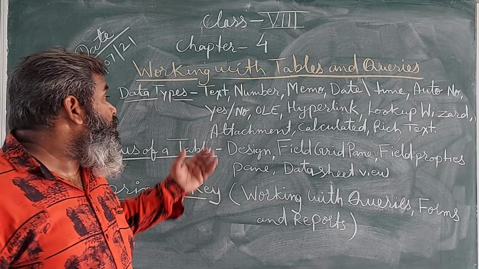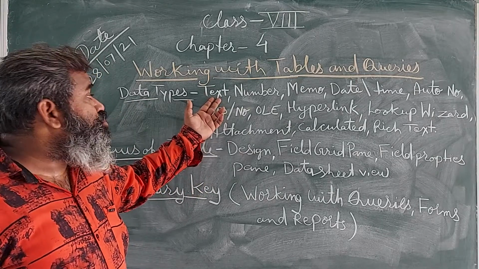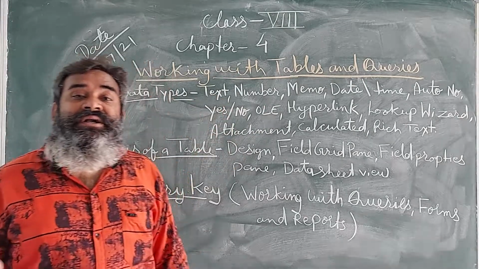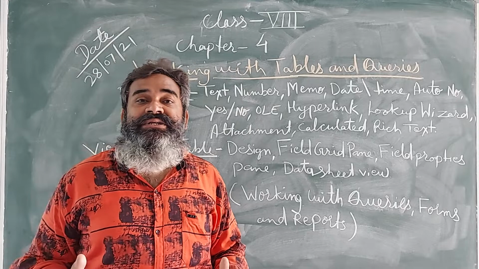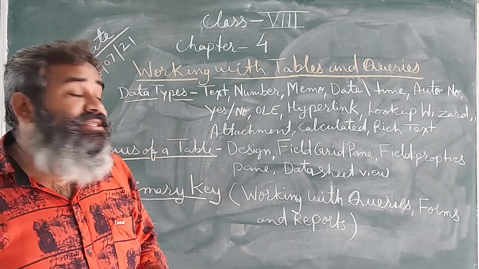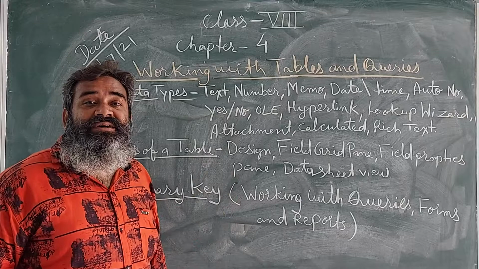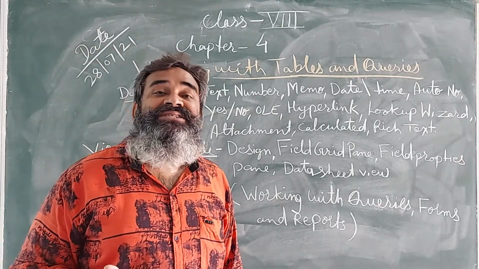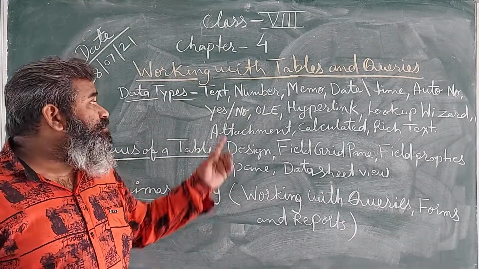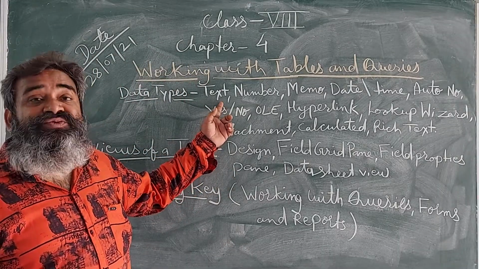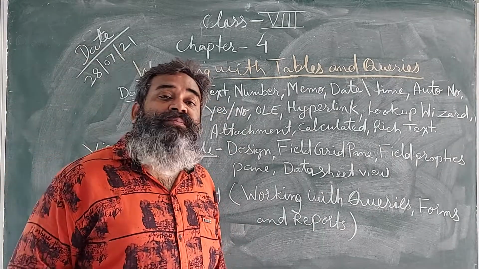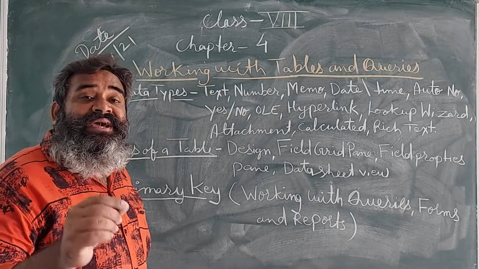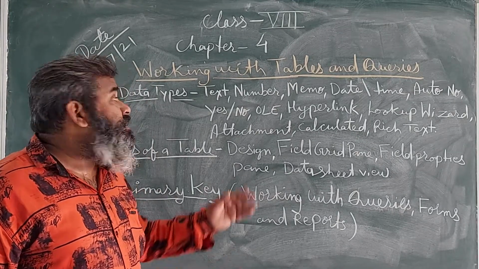These data types belong to different fields, as mentioned. While creating tables, we have different kinds of fields. The first field is going to be text. In a table, if we want to put some text-based data, we have to select the text field. A text field can extend up to 255 characters. That means in a single field, we can type 255 characters.